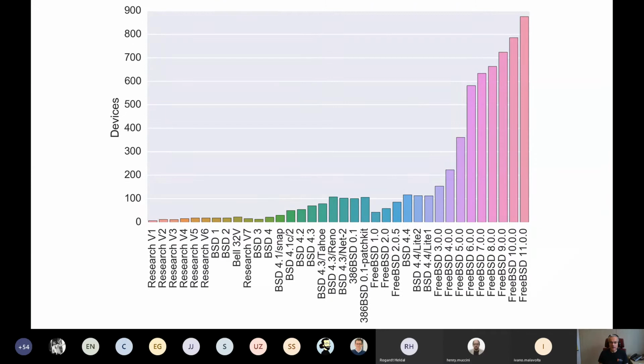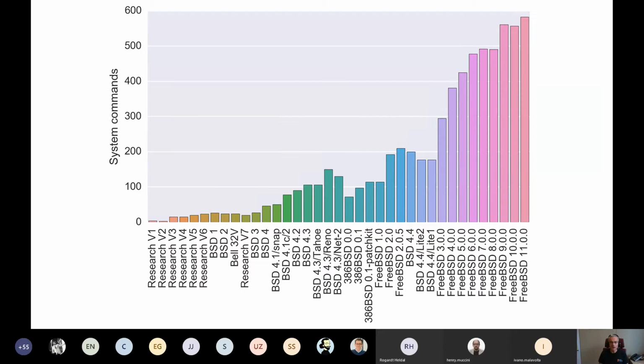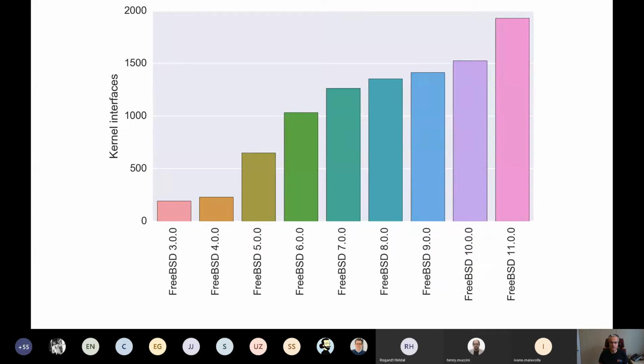In devices, we see a constant growth, which is natural given the evolution of hardware. We see that the growth in documented file formats has stopped. Probably things nowadays have become so complex that documenting a file format for interoperability is not enough. We need a proper API. This facility is probably no longer serving us. We see a constant growth in the system commands, which is to be expected as systems become more complex to administer, and also in the kernel interfaces.